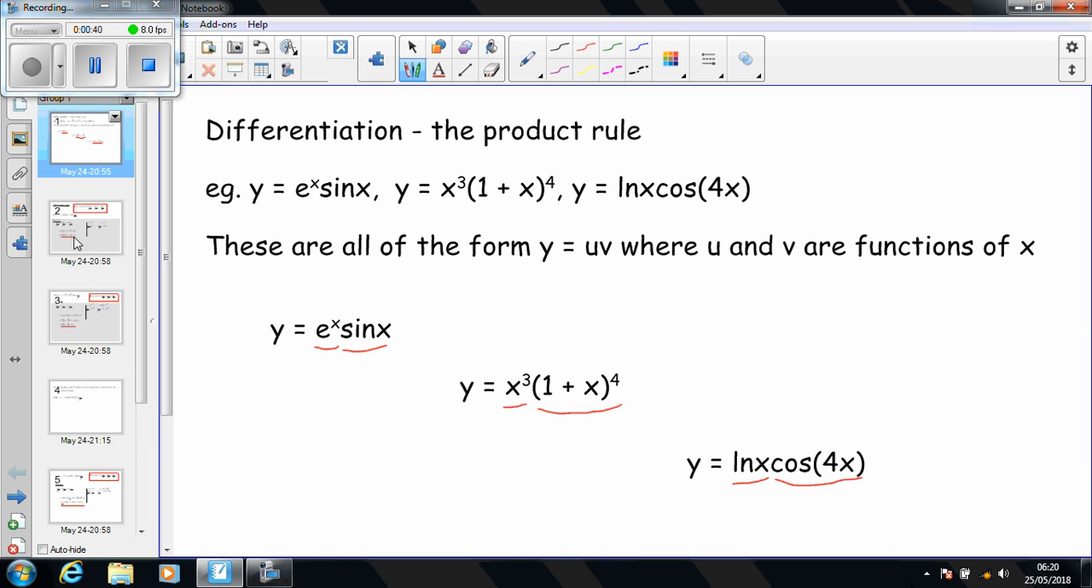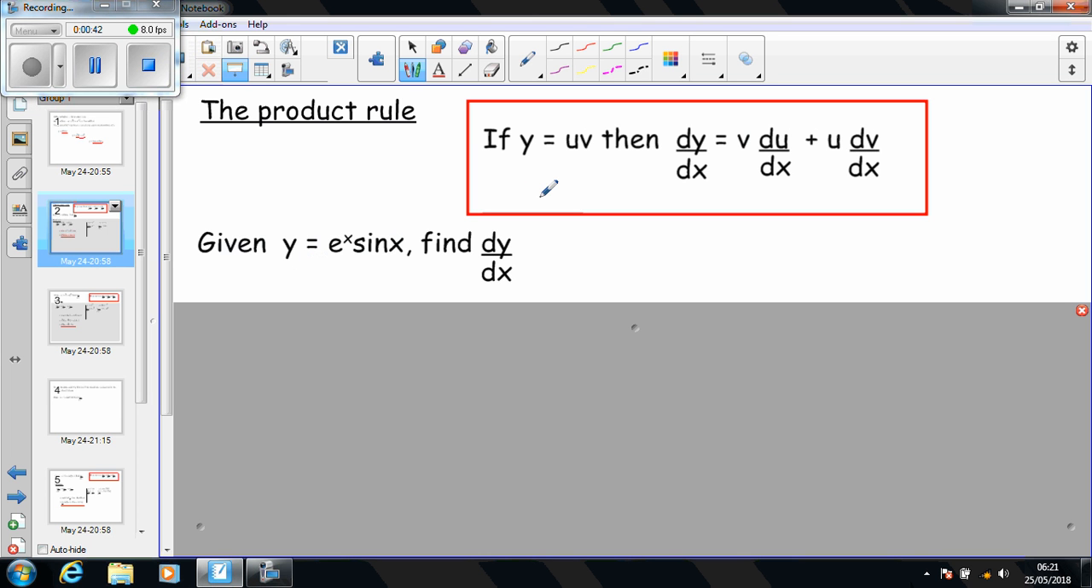So let's see the product rule in action. Here it is. If y equals u times v, then dy/dx is v du/dx plus u dv/dx. So we've got four things that we need to put in on the other side. So starting with y equals e to the x sine x, let's find dy/dx.